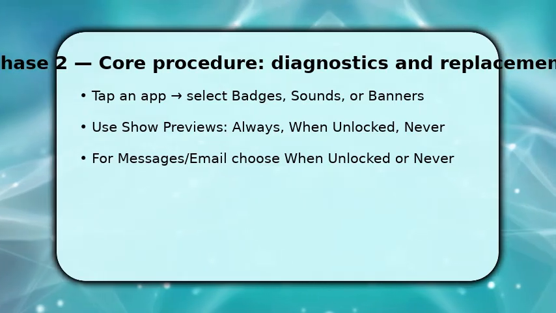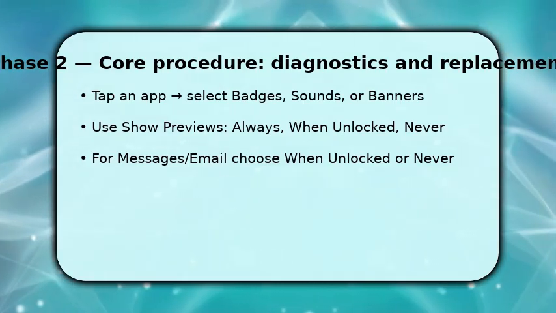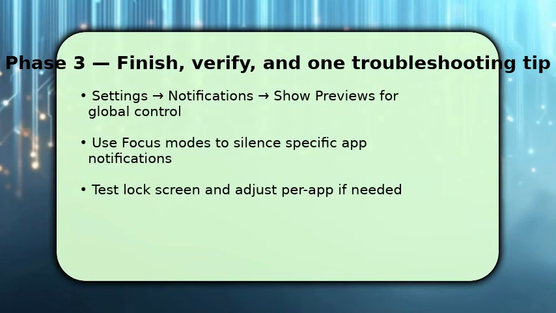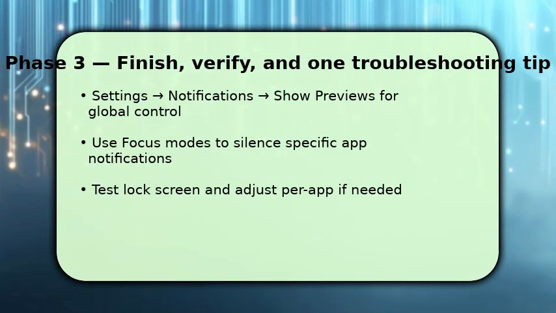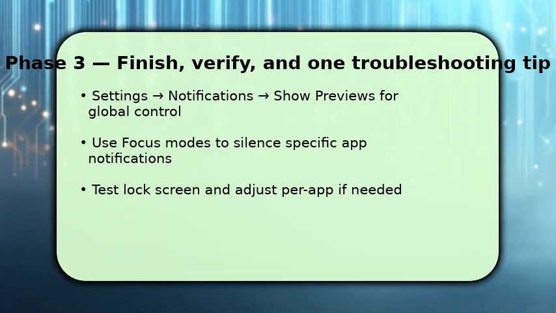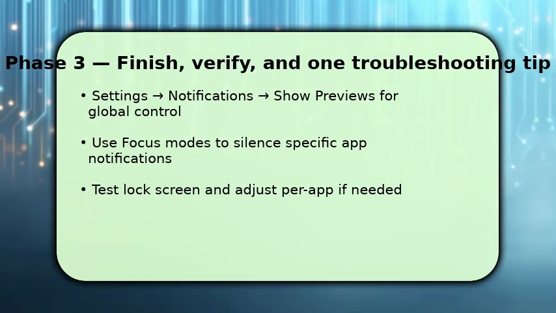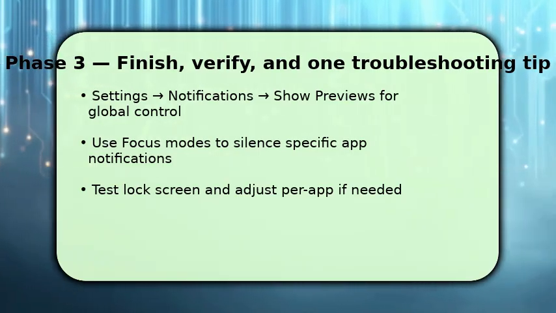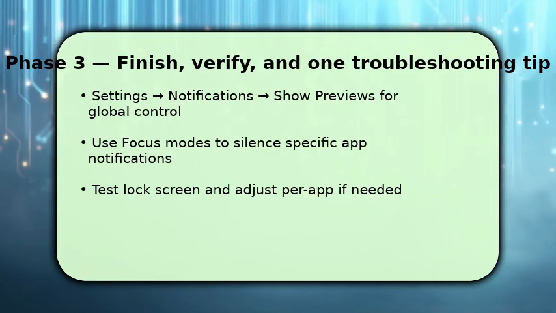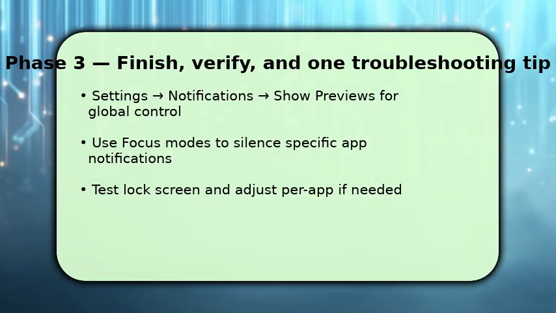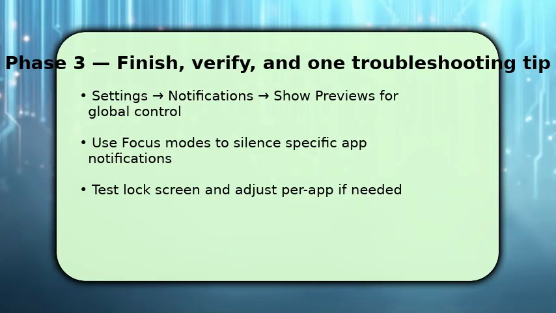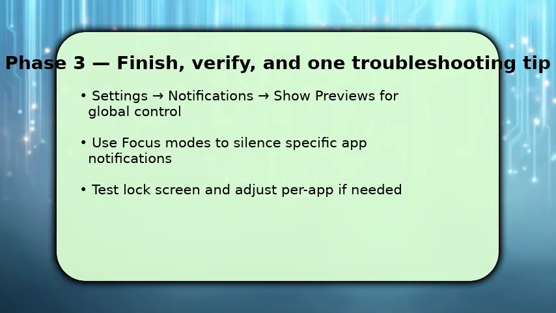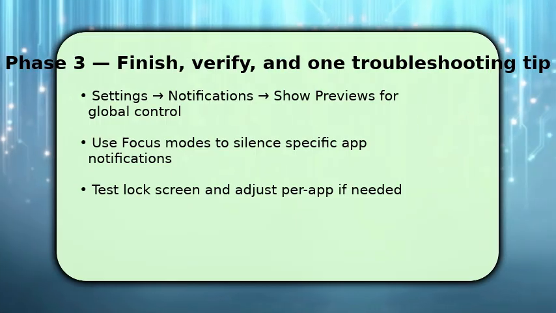Finish by configuring global and lock screen behavior. In Settings, Notifications, set Show Previews globally if you want a default, then override per app as needed. Next, use focus modes to silence or allow specific apps during work or personal time. This further limits interruptions and private content exposure. Finally, test the lock screen by sending yourself a message. If previews still appear, return to the app's notification settings and recheck Show Previews.